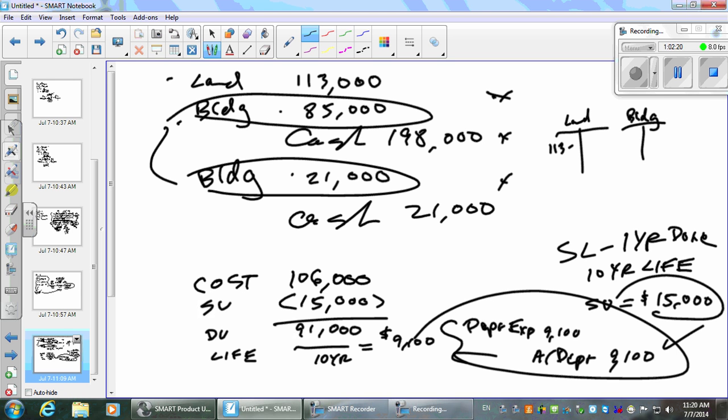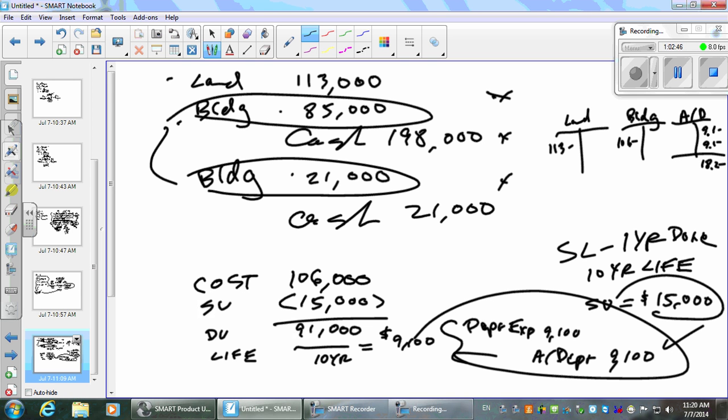85 plus 21. We said we had 106. On accumulated depreciation on that building, what will I have in? I will have put in 9,100 the first year, and I'll put in 9,100 the second year. So at the end of the second year, what do I have? 18.2, right? And depreciation expense would have been 9,100 each year, and I'd close that to retained earnings, right?